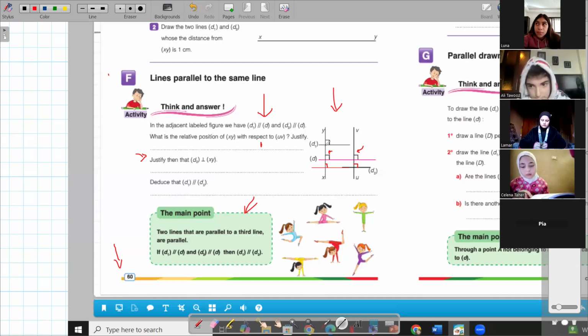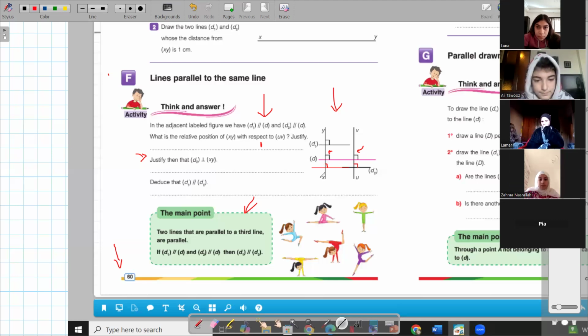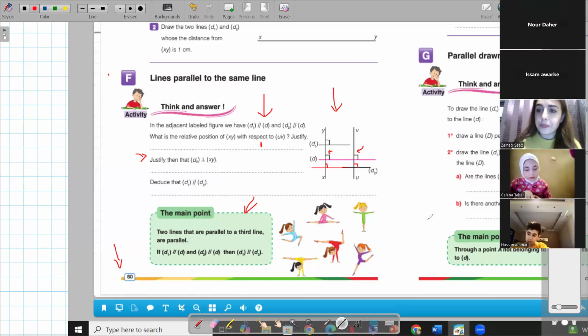As you can see, D1 is perpendicular to XY, it's given. And D2 is perpendicular to XY, we proved it already in the second one. So D1 and D2 are perpendicular to the same third line, which is XY. Since they are perpendicular to the same third line, XY, then we can say that they are parallel.